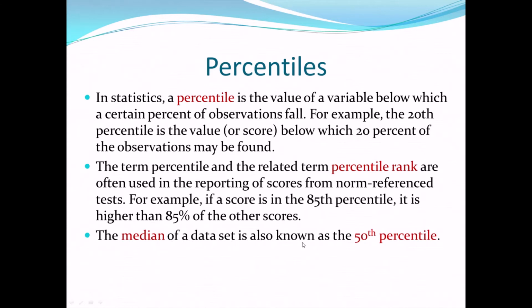Remember, median is your 50th percentile. Q1 is your 25th percentile. 25% of the observations fall below it. And Q3 is your 75th percentile. 75% of the observations in your data set are below whatever that value is.